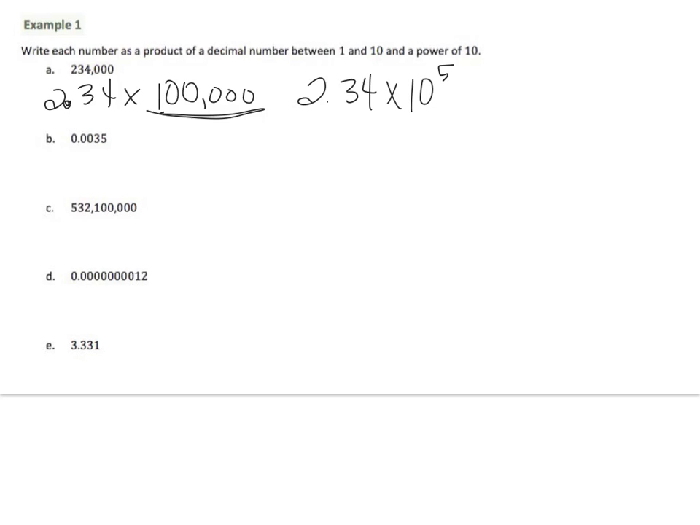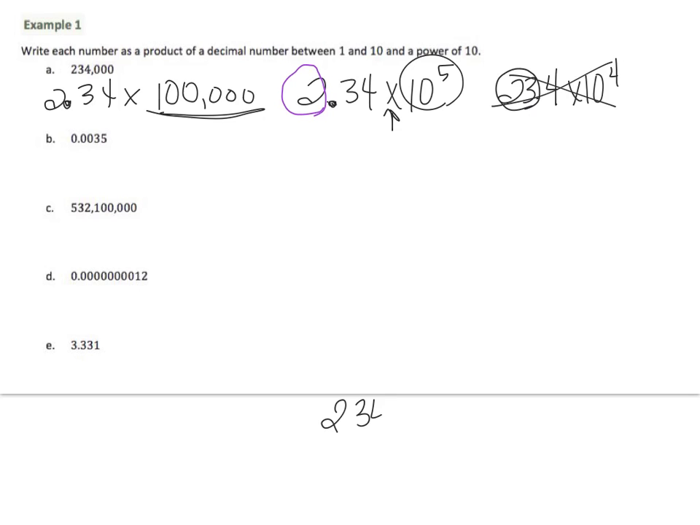So this right here is a number between 1 and 10 and a product of a power of 10. If I said 23.4 times 10 to the 4th, this is not between 1 and 10, so it doesn't work. Let me get, sorry, I hit the pause button on accident.